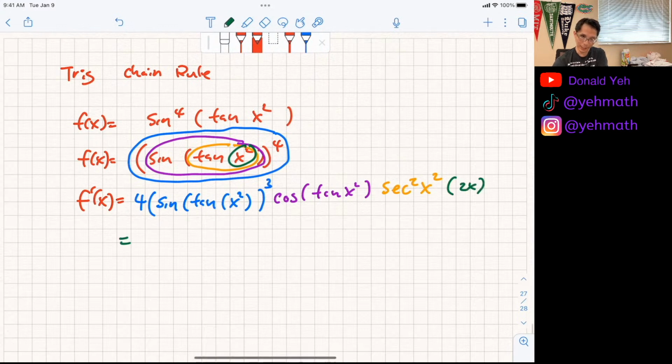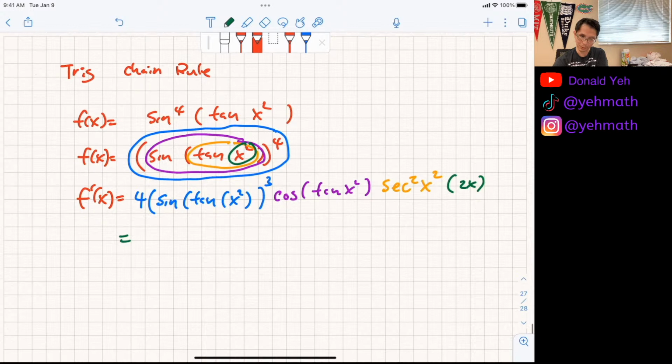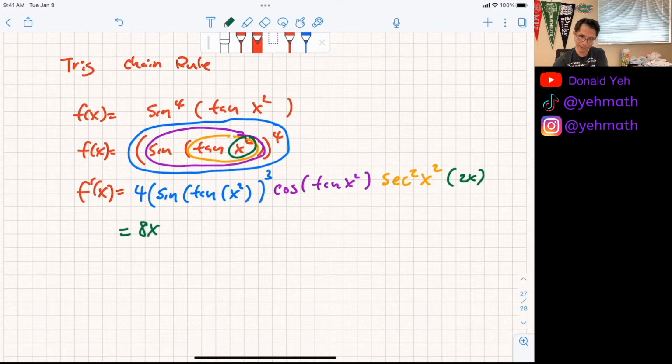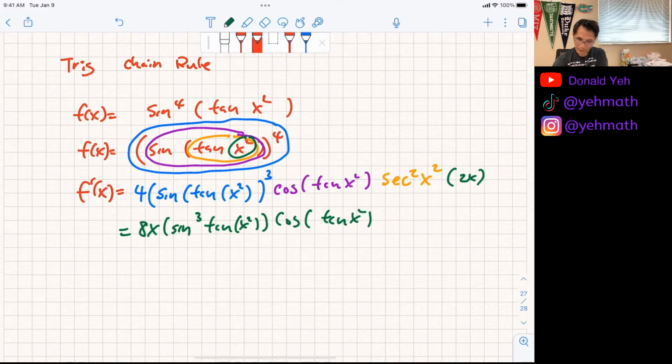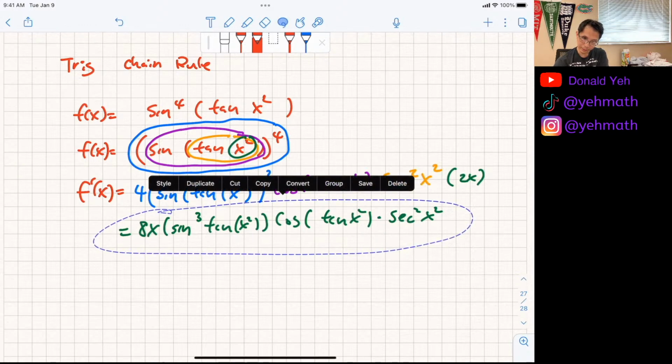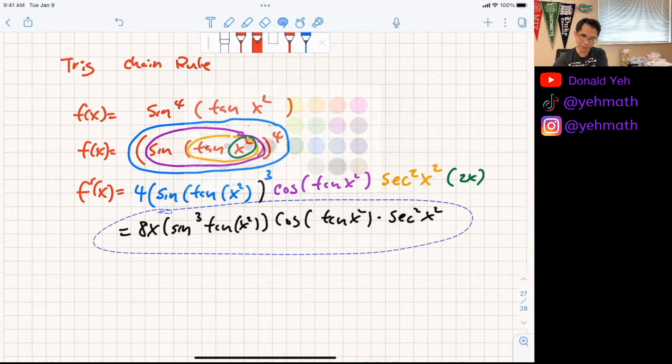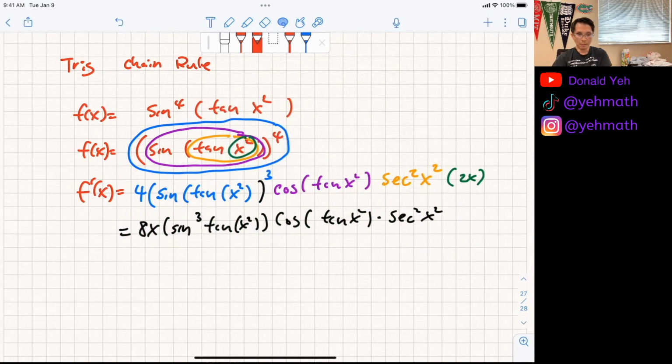Now you can multiply everything out, especially the outer part. So 2x times 4 is going to be 8x, times sine to the third of tangent of x squared, times cosine of tangent of x squared, times secant squared of x squared, and all this should be in black. And I just finished taking a derivative of this massive trig chain rule.